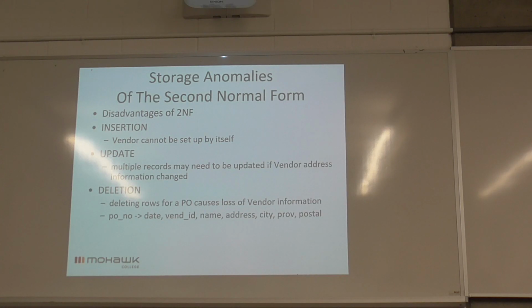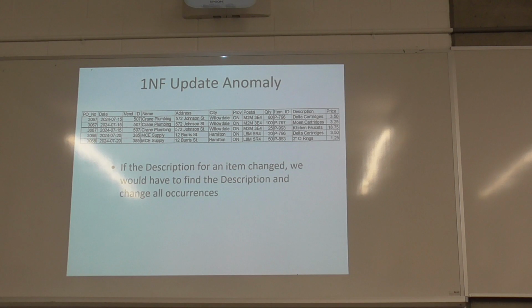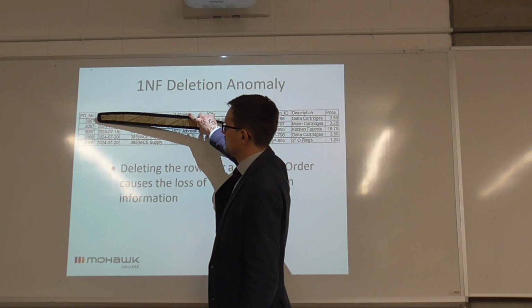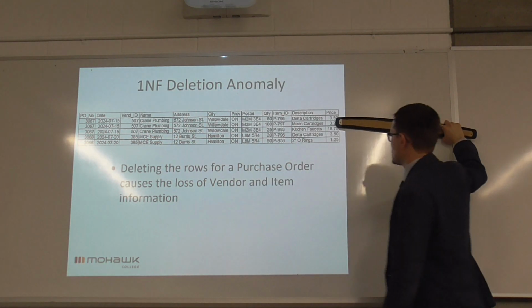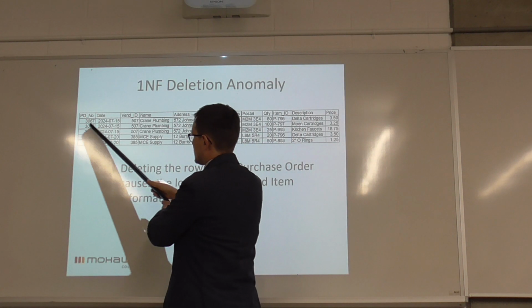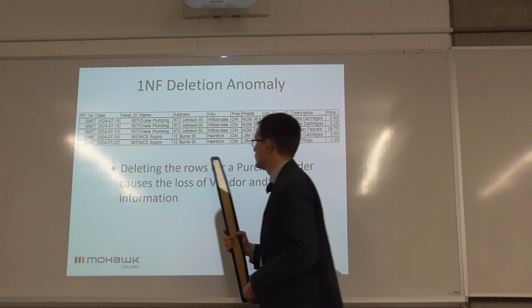A vendor cannot be set up by itself. Let's take a look at that for a moment. So notice that this is the first normal form, right? So our products over here are going to be extracted. Notice the repetition in the primary key, right? So all three of these are on the same order, right? So this is the redundancy that we would be eliminating at the next step, right?